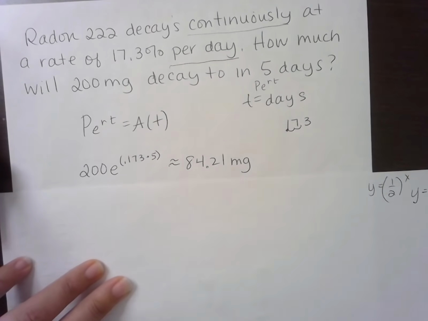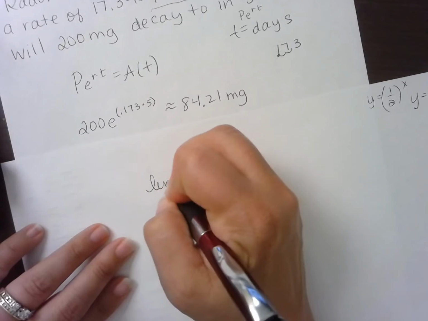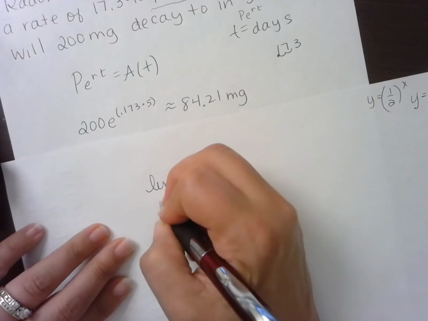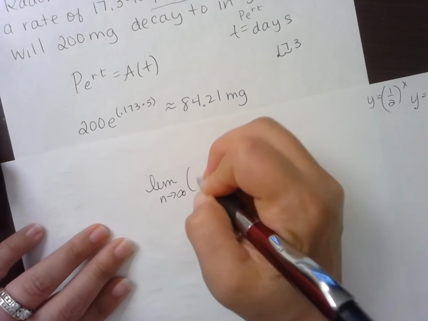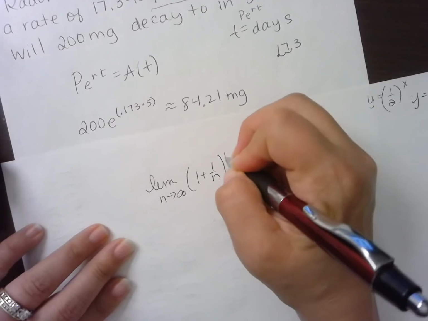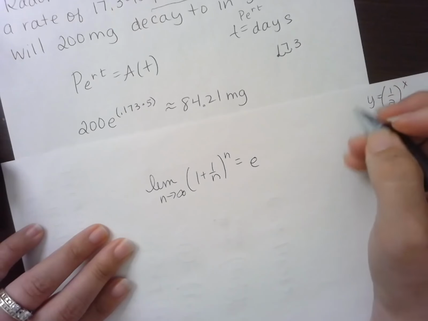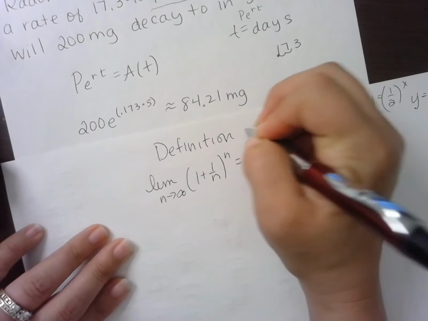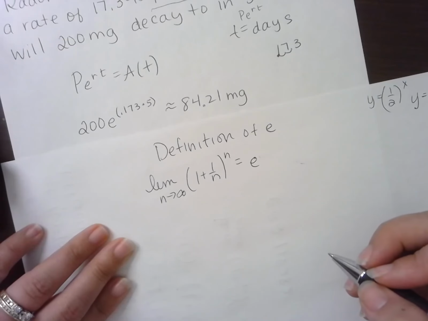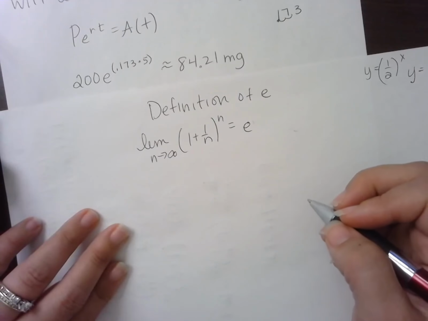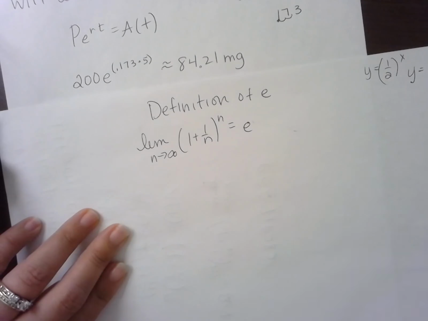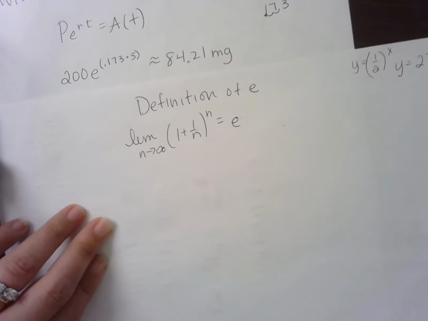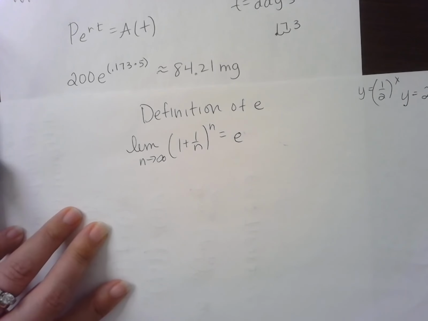So again, I just want to reiterate that the important thing here is we found out that the limit as n goes to infinity of (1 plus 1 over n) to the n is equal to e, and this is our definition of e. And it's really important to us, and we use it when things are growing or decaying at a continuous rate. Okay, so we always use the PERT formula when we have continuous growth or decay.